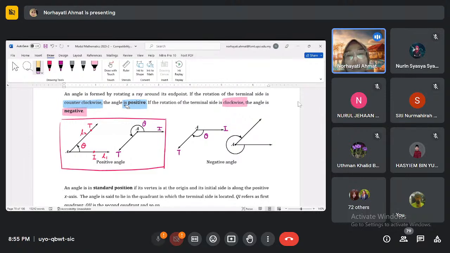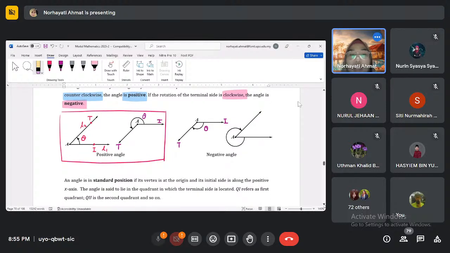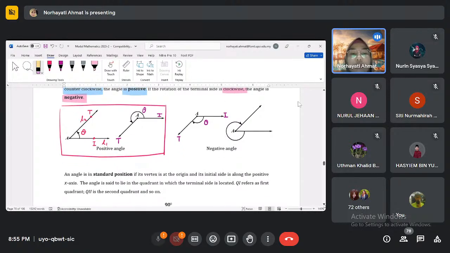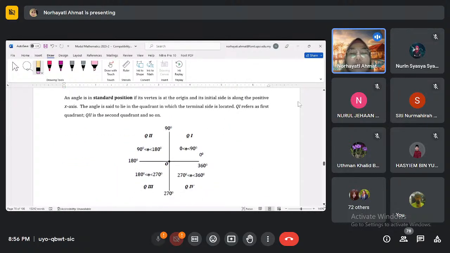Clockwise, the angle is negative. Okay, so itu yang basic lah awak patut tahu. Okay, you should know how to differentiate the rotation of a ray. Okay, so yang ini adalah very basic lah, just introduction ataupun pengenalan kepada angle.